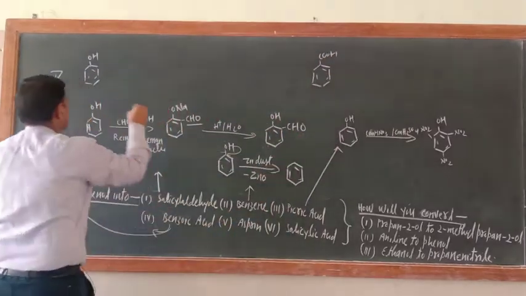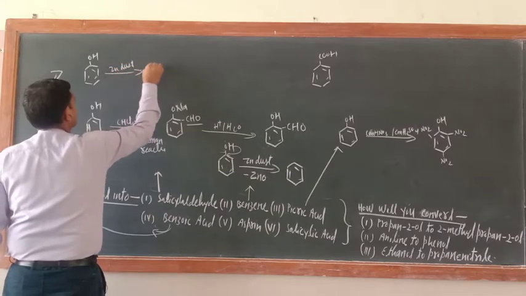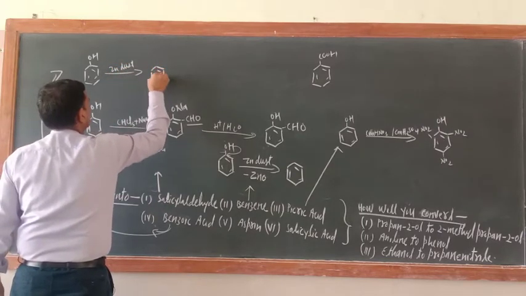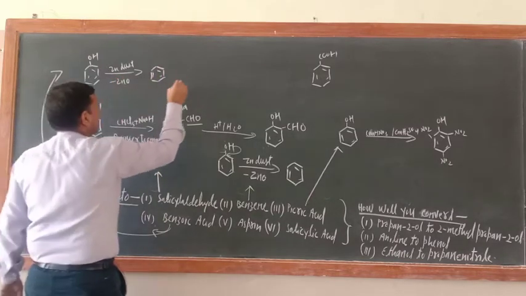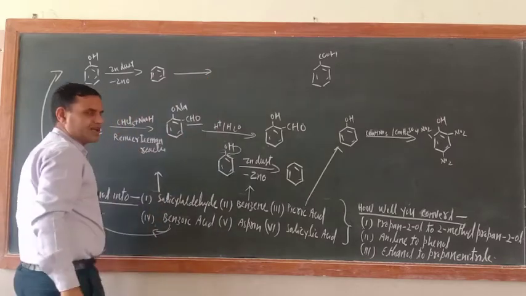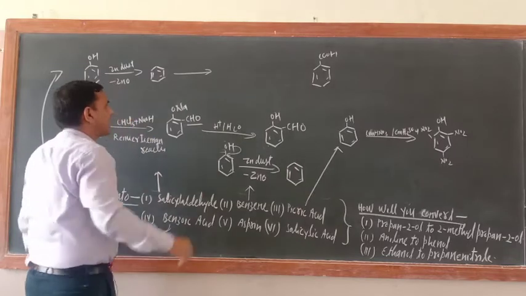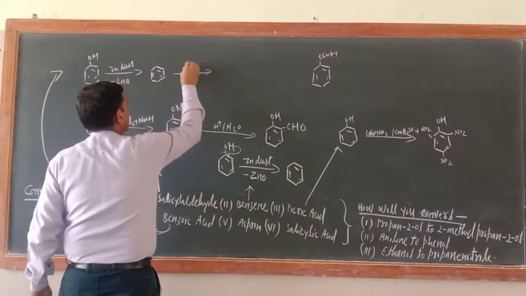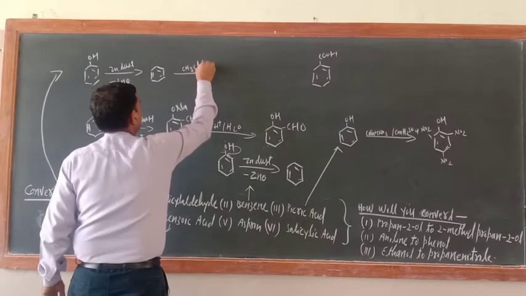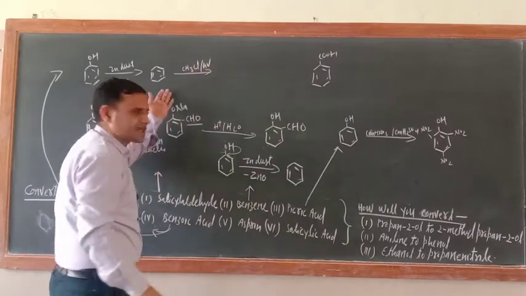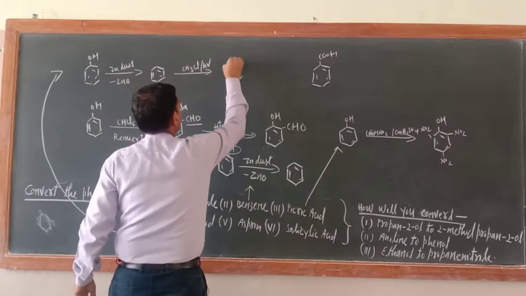First treat this with zinc dust. So here the product will be benzene, minus ZnO. Now benzene can be converted into alkyl benzene by the Friedel-Crafts reaction. Treat this with CH3Cl and anhydrous AlCl3. This is a last year, 11th class reaction. So here you will get methyl benzene.